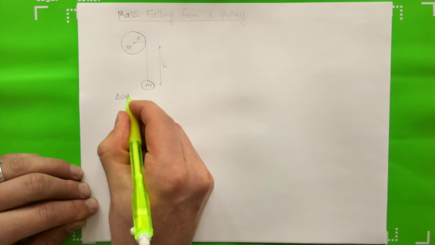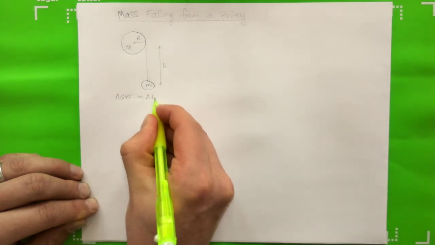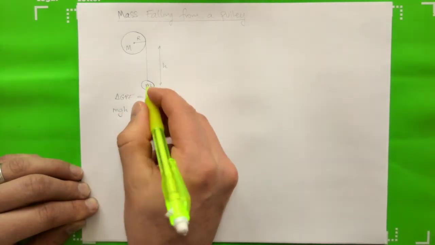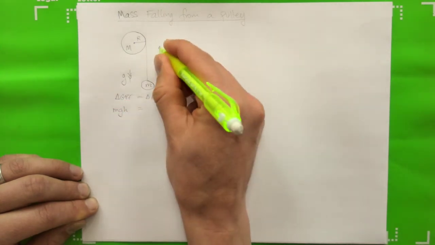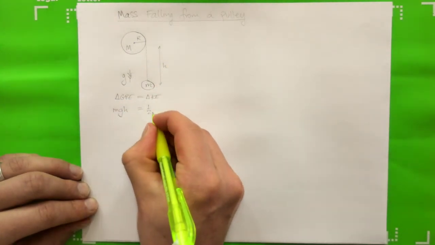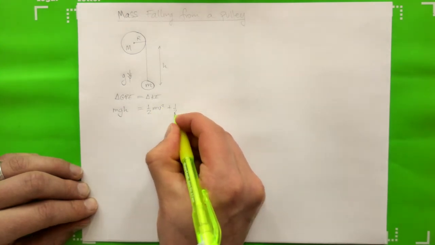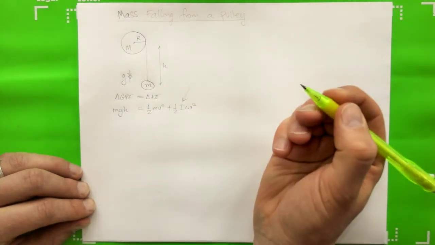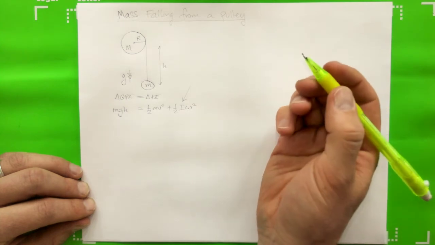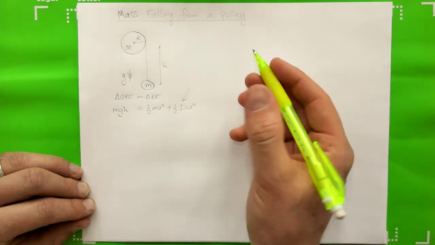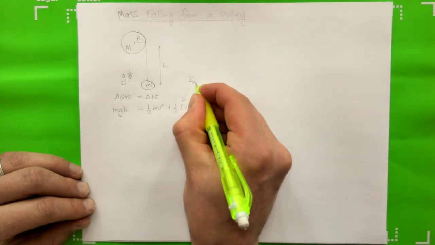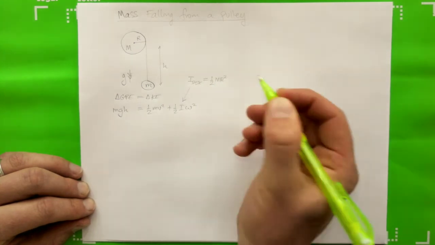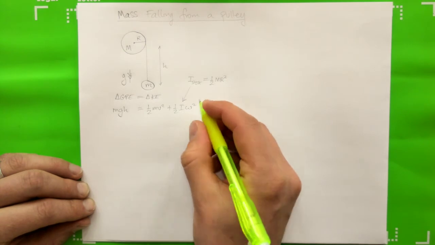So delta GPE equals delta kinetic energy, so m, which is the mass of the small hanging mass, times g, the gravitational acceleration, times h, the distance that it happens to have fallen, will now be equal to 1/2 mv squared plus 1/2 I omega squared, where I is the rotational inertia or moment of inertia of the pulley. So if the pulley is a flat, thick, heavy disc, then I for a disc or a cylinder is equal to 1/2 M r squared. Omega, you remember, is the angular velocity.